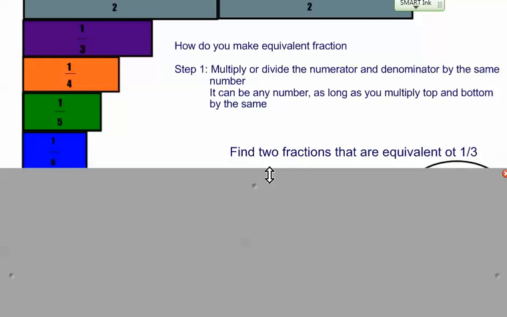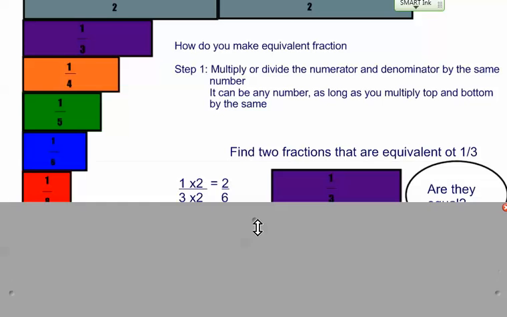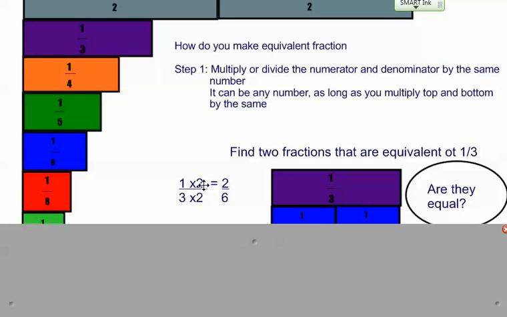So if you look here, we want to find 2 fractions that are equivalent to 1/3, equal to 1/3. You can build it if you want, but sometimes that's not always easy. So what we're going to do is we're going to multiply the top and bottom by 2. So remember, you can pick any number you want. I just picked 2 because it's easy to multiply with. As long as I multiply the top number by 2 and the bottom number by 2, I'm always going to get an equivalent fraction. 1 times 2 is 2. 3 times 2 is 6. So my new fraction is 2/6.